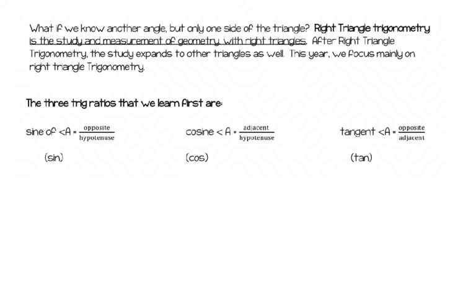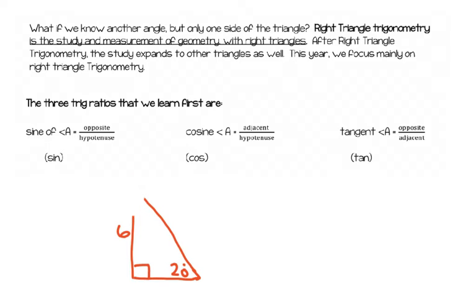But what if we knew another angle, but we only knew one side of the triangle? So what if we have a different situation? What if we don't have two legs or two of the sides of the triangle? What if we have a right angle and I say this is 20 degrees and then I say this one is 6? You can't use the Pythagorean theorem anymore because you don't have enough information for that.